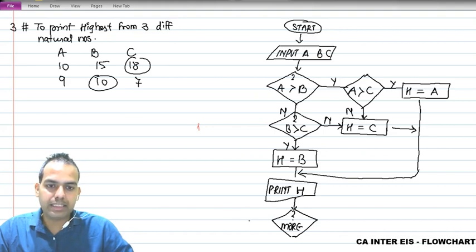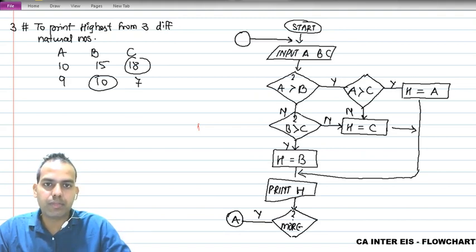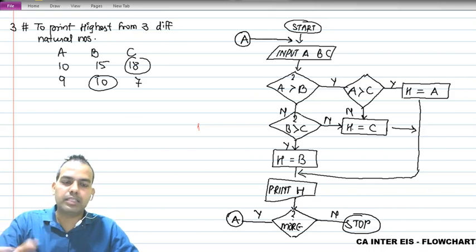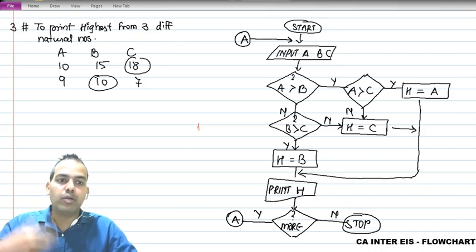If the user says yes, there is something called a connector. See this A, I will connect this A out here this way. So automatically this means the program will directly go up. If the answer is no, suppose I don't want more, okay, no problem, stop. Look at this diagram, you will understand. Do it by yourself, you will understand better.